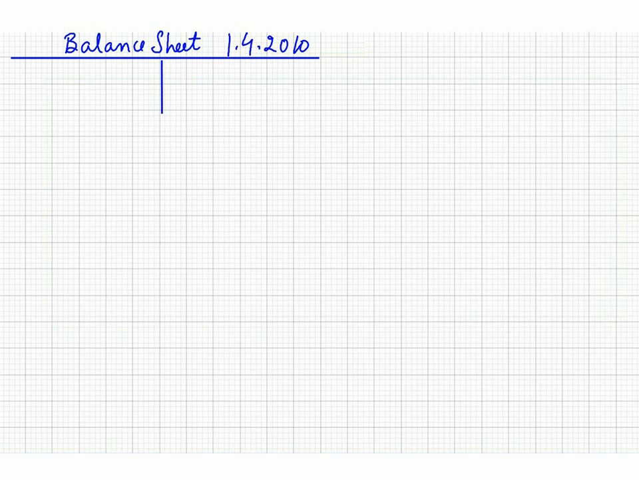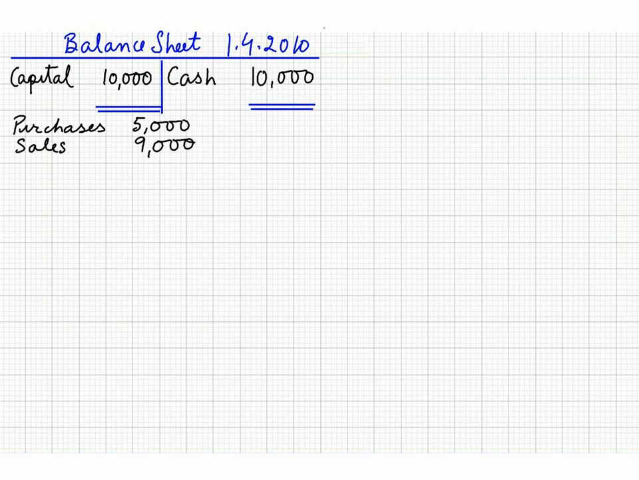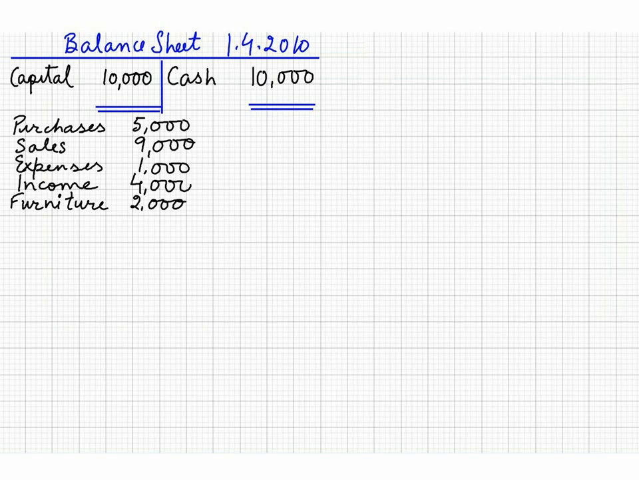Suppose this is the balance sheet of a firm on 1st April 2010: capital 10,000 and cash 10,000, total on both sides 10,000 rupees. And the following are the transactions for the year ended 31st March 2011. Purchases 5,000, sales 9,000, expenses 1,000, incomes 4,000, furniture purchased 2,000, loan taken 3,000, drawings 4,000 rupees. Prepare the cash flow statement for the year ended 31st March 2011.